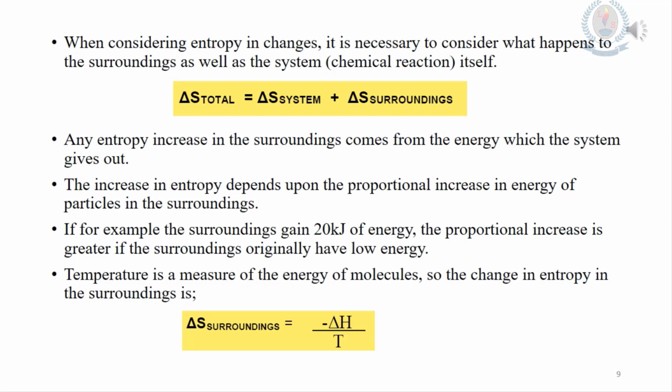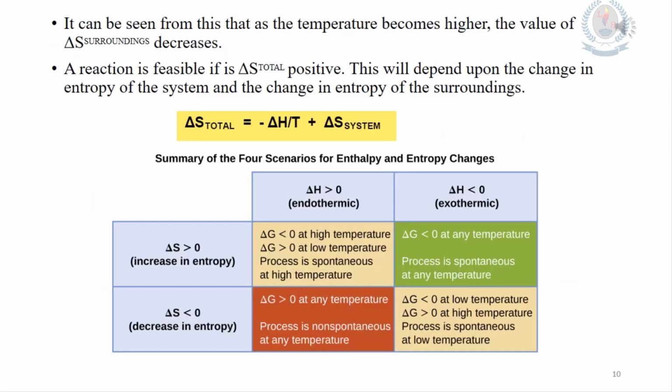So now we have discussed three equations. Delta S system equals delta S products minus delta S reactants. Delta S surrounding equals minus delta H over T. Delta S total equals delta S system plus delta S surrounding. Here, we will discuss the feasibility of the reaction. We can say if delta S total is positive, the reaction is feasible.